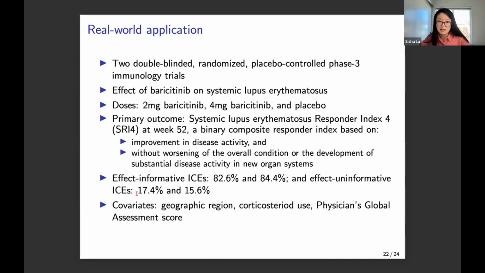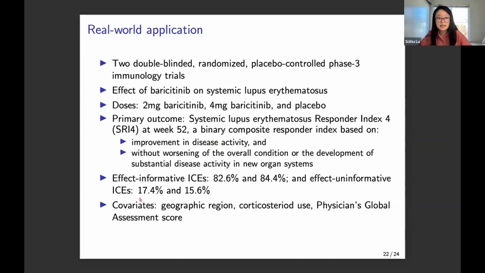The primary outcome is a responder index, which we call SRI-4. It's measured at week 52. It is itself a binary composite responder index based on two criteria. First, it's marked as success if we observe improvement in disease activities. And second, it has to be without worsening of the overall condition or the development of substantial disease activity. So it's a composite combination of both criteria.